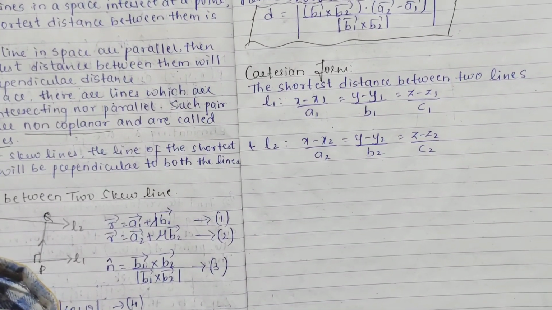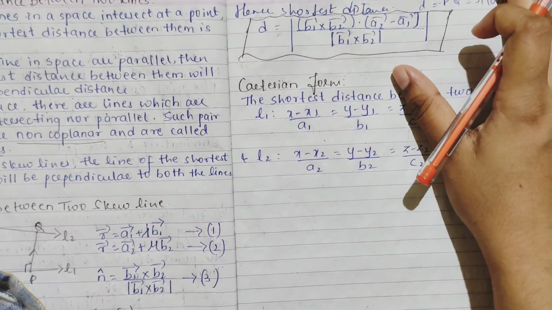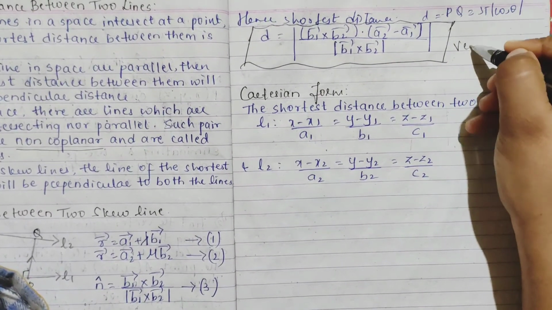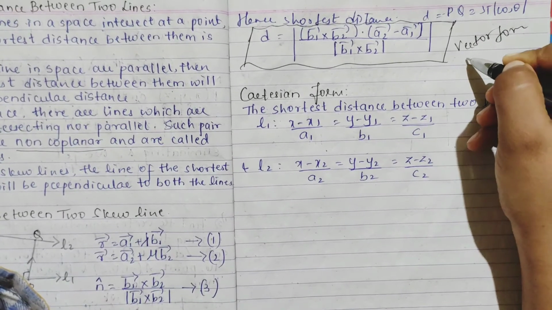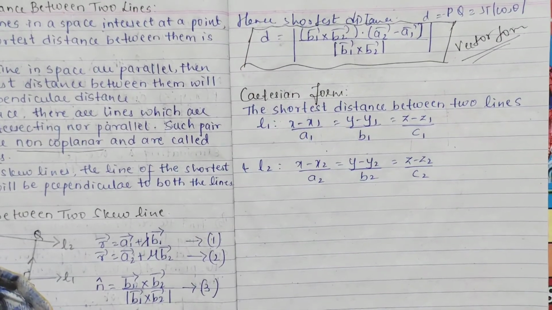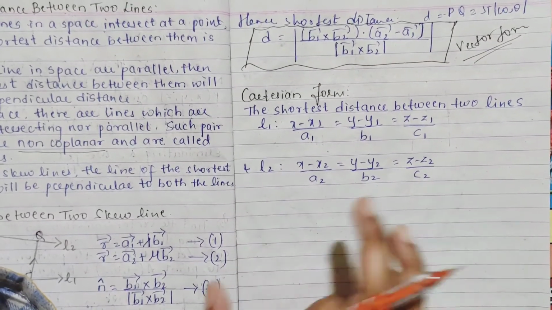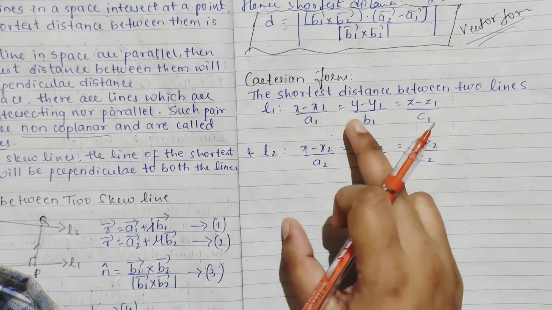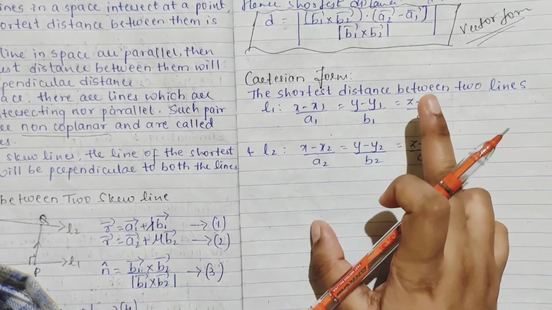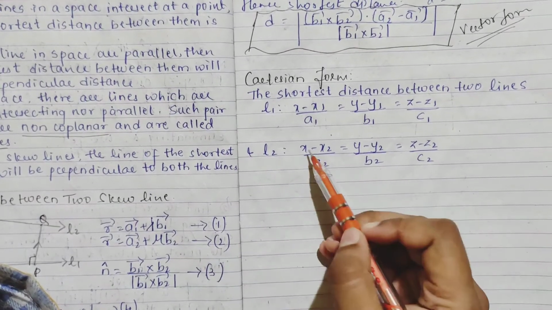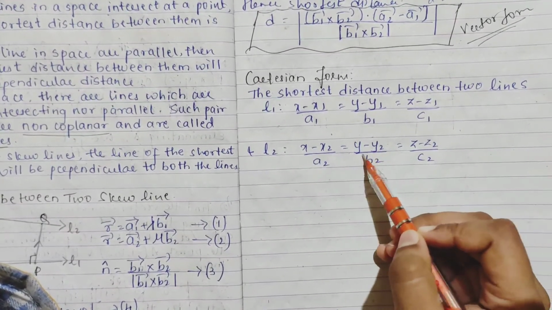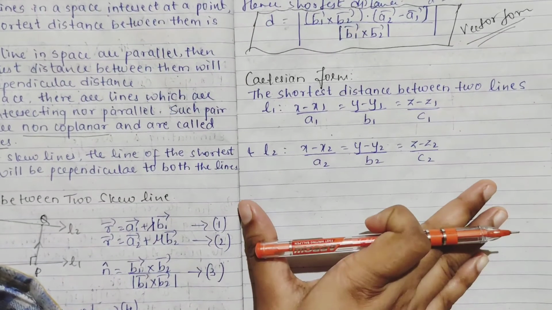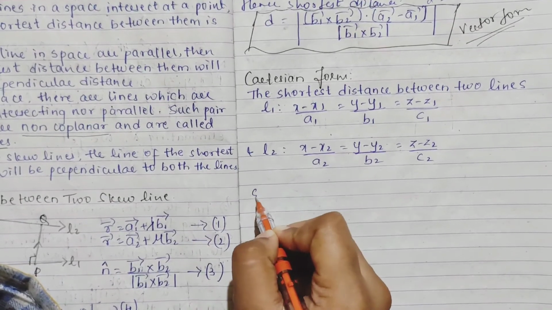So the Cartesian form, how it is going to be seen, this is your vector form, right. Here I'll write just the vector form. You should remember these formulas, only they are the main important ones. This is your vector form between two skew lines, and now your Cartesian form. Your L1 we have taken as x minus x1 by a1 is equal to y minus y1 by b1 is equal to z minus z1 by c1. Your L2, x minus x2 by a2 is equal to y minus y2 by b2 is equal to z minus z2 by c2.